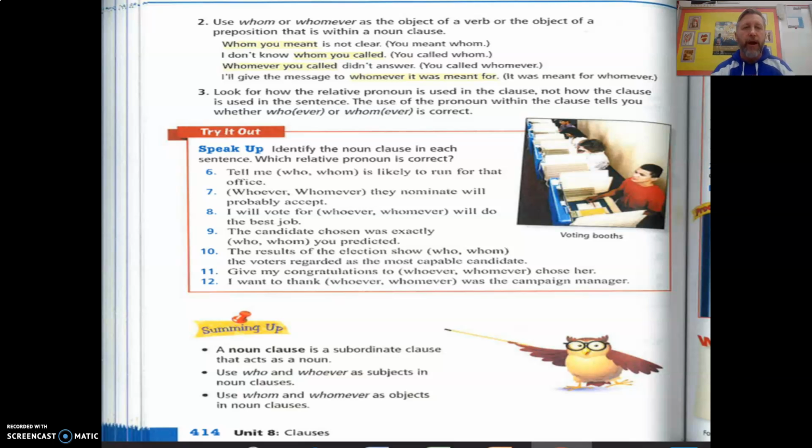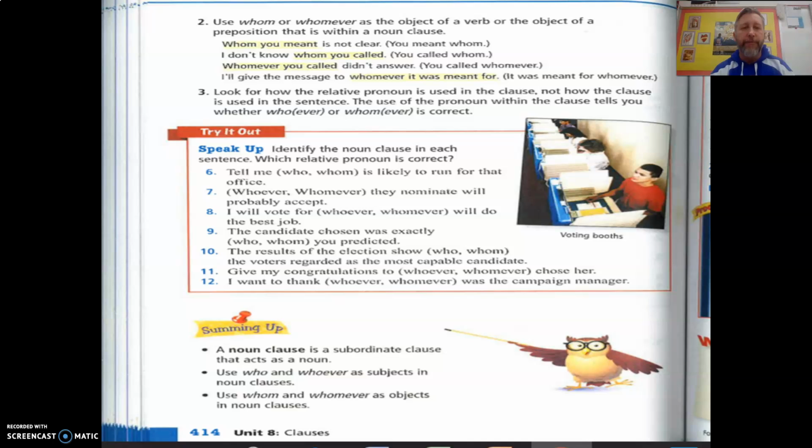Same thing, turn it around. You called whoever, you called whomever. It's whom. You called whom, you called who. It should be whom because you're in the predicate there. All right, it's not a subject. And same thing for the last example as well.